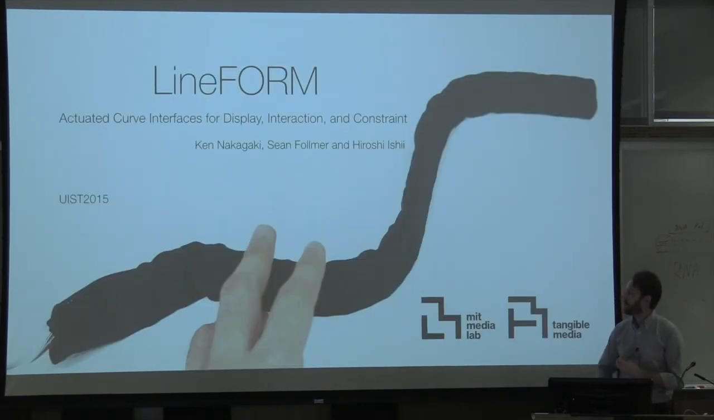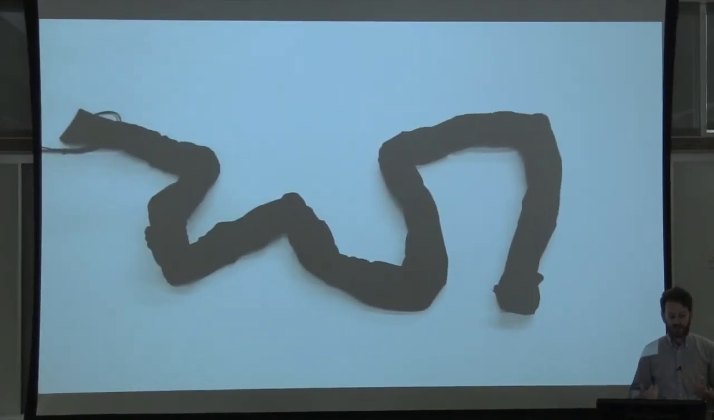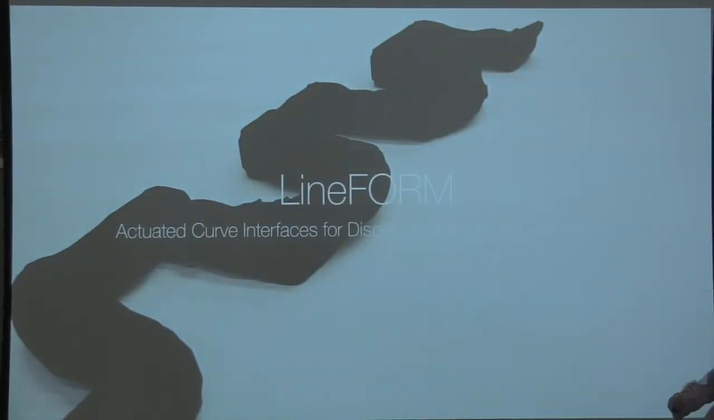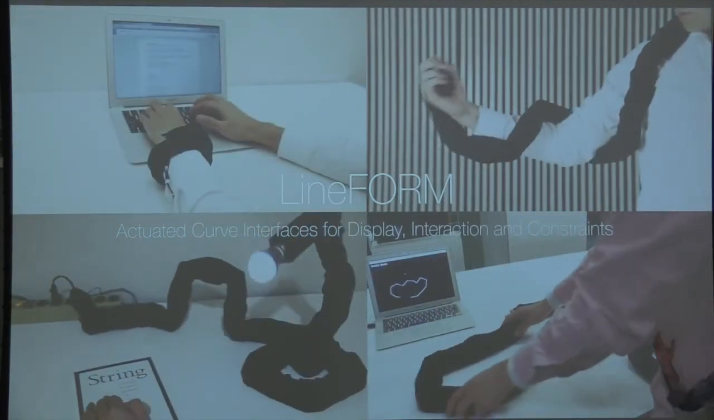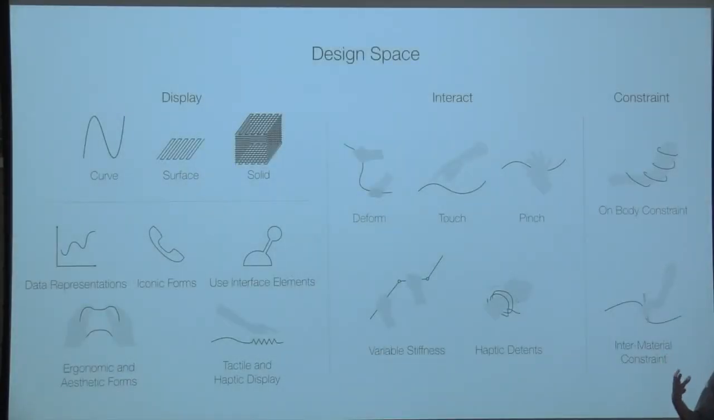One is this project with Ken Nakagaki, who's a PhD student at the MIT Media Lab, that we had for, I guess, WIST last year or the year before. Here, the idea is, as opposed to having this 2.5D shape display, now we have this smart actuated line. We can use that to display information as well as have direct manipulation, and we can use this for a number of different things. Ken was looking at what the design space of these actuated curve interfaces is. So what do we represent with these new types of line interfaces, and how can we interact with them?